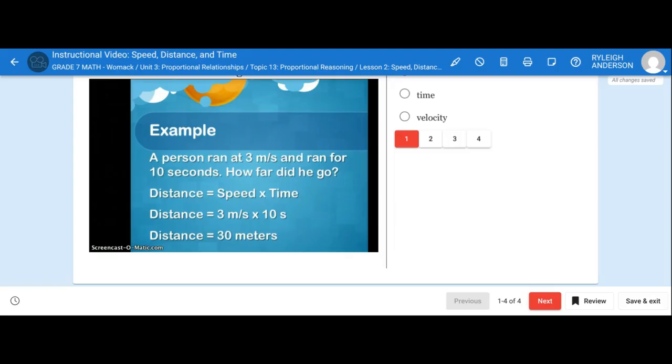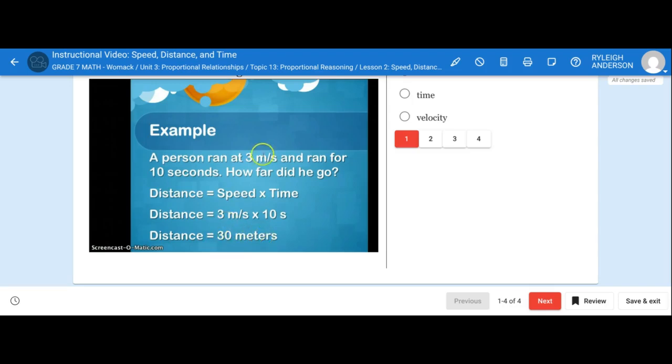So an example here, a person ran at 3 meters per second, speed, and ran for 10 seconds, time. How far did they go? We're looking for a distance. Speed times time. The speed is 3 meters per second. The time is 10 seconds. The distance is 30. 3 times 10 is 30. And then again, it's meters.